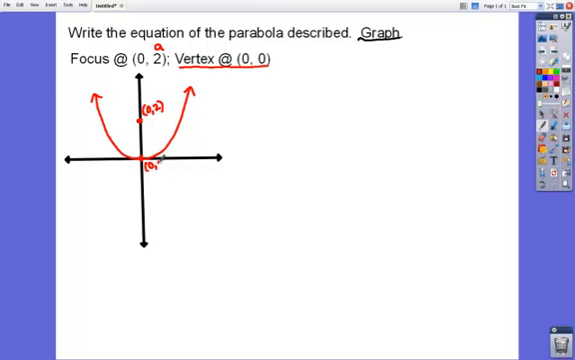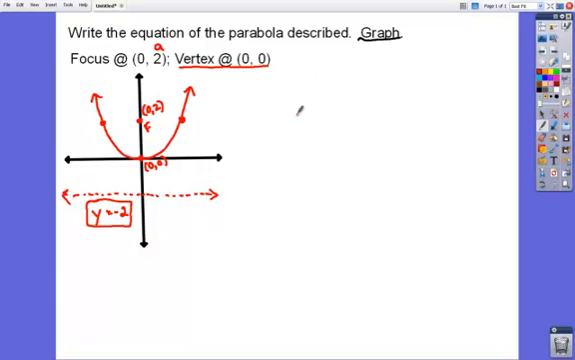I got the vertex at 0, 0. Got the focus right here at 0, 2. That means my directrix is going to be running across here, and my directrix will carry the equation y equals -2. What we'll do is figure out what some points are over here in just a second.